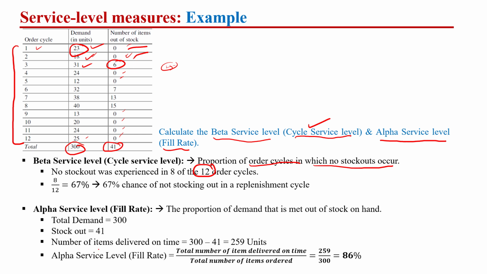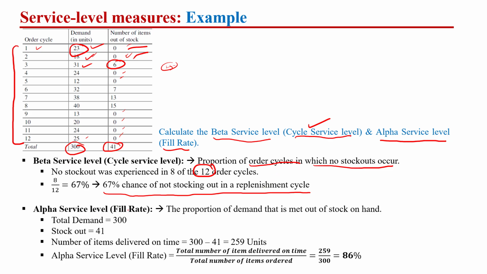Okay, so that means 8 divided by 12, 67%. So that means we can say that whenever an order comes, there is a 67% chance that there will be no stockout in that order cycle or replenishment cycle.